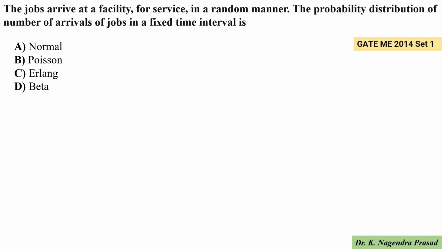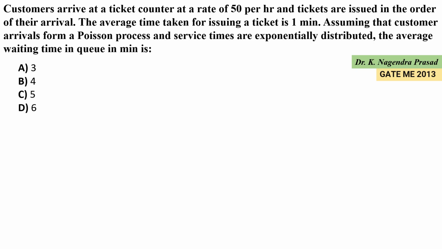Next question: jobs arrive at a facility for service in a random manner. The probability distribution of the number of arrivals of jobs in a fixed time interval is option A normal, option B Poisson, option C Erlang, option D beta. So we know that the probability distribution of the arrivals is Poisson. So option B is the correct answer.